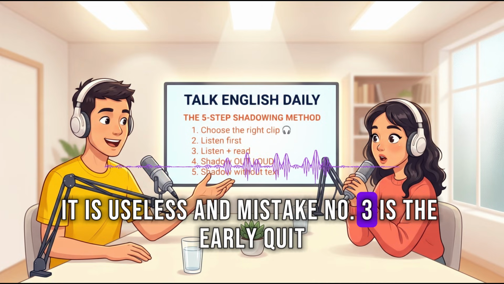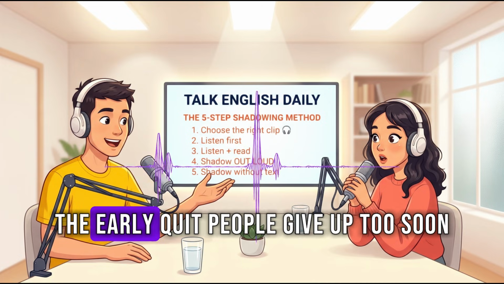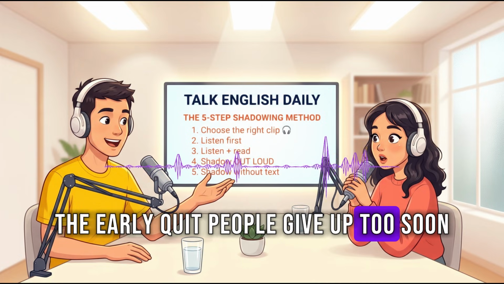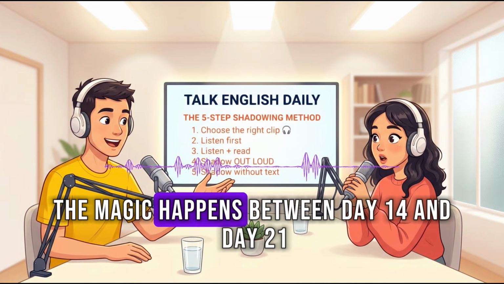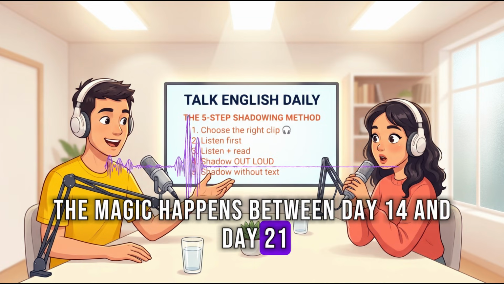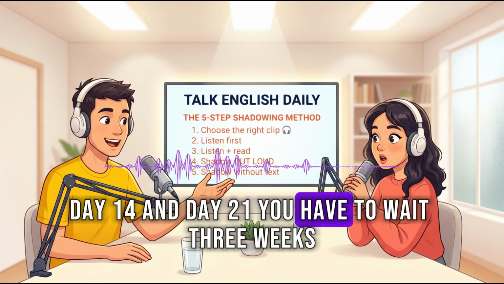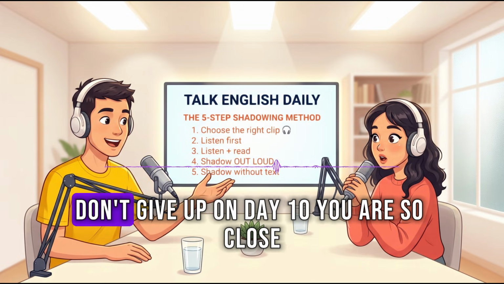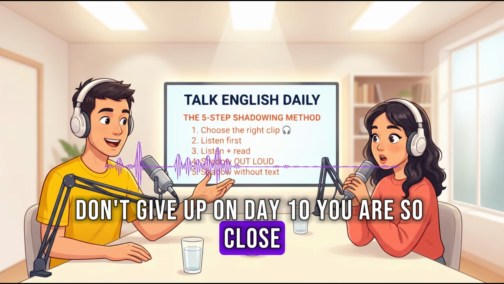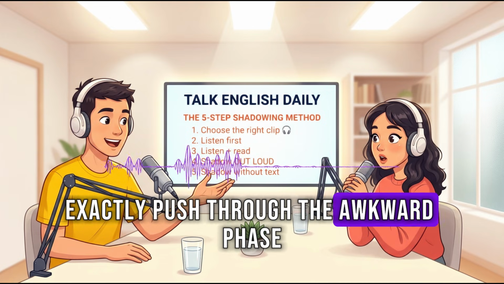And mistake number 3 is the early quit. The early quit. People give up too soon. How long does it really take to see a difference? The magic happens between day 14 and day 21. You have to wait 3 weeks. 3 weeks of consistent practice to build the habit. Don't give up on day 10. You are so close. Exactly. Push through the awkward phase.